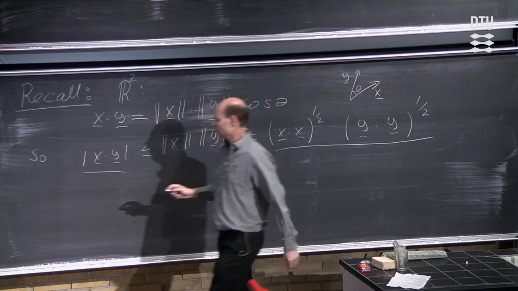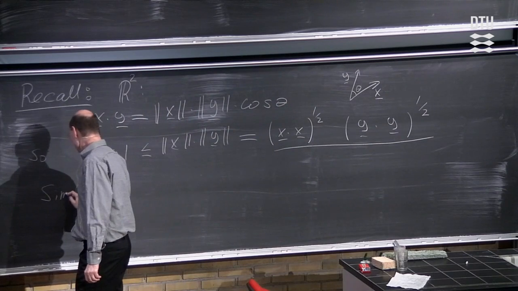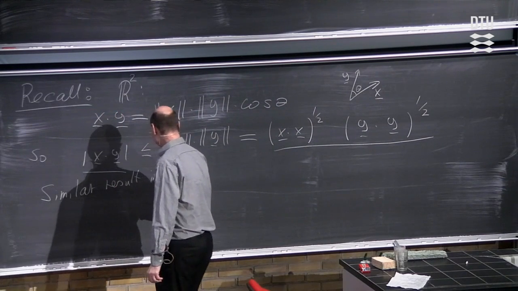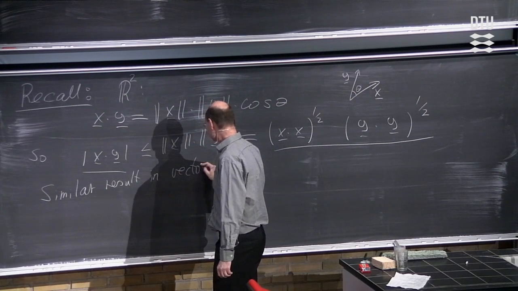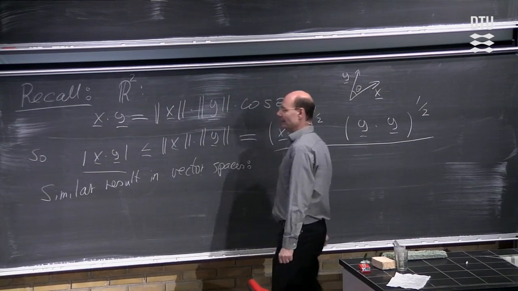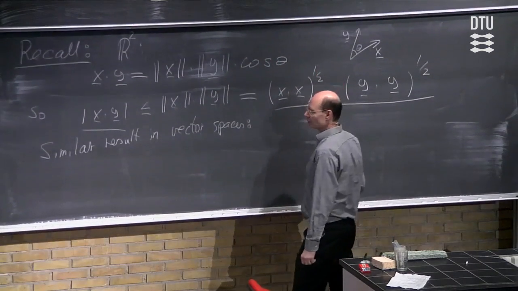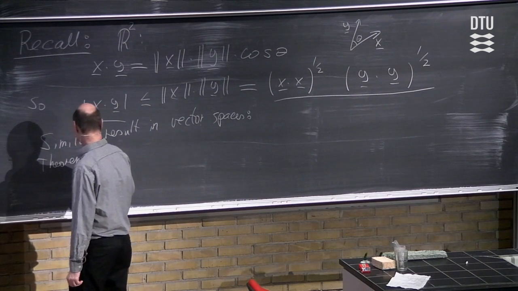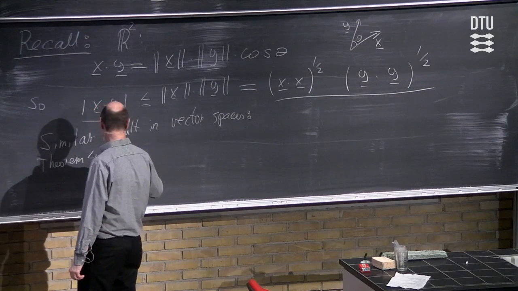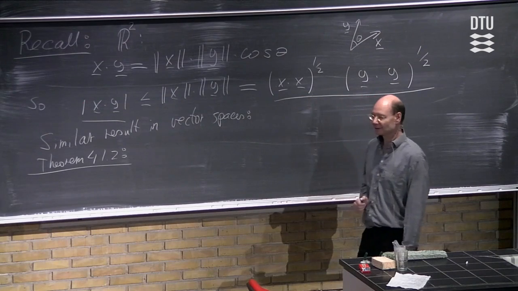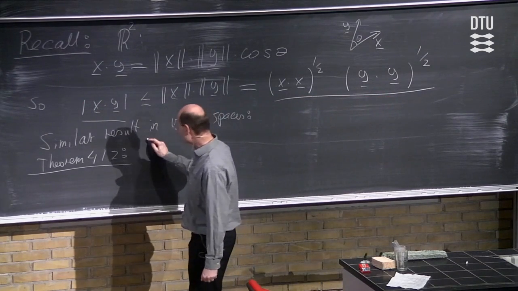So the similar result in vector spaces is formulated in the book as a theorem. And this is something that you will use repeatedly in this course. It actually has the name Cauchy-Schwarz inequality.